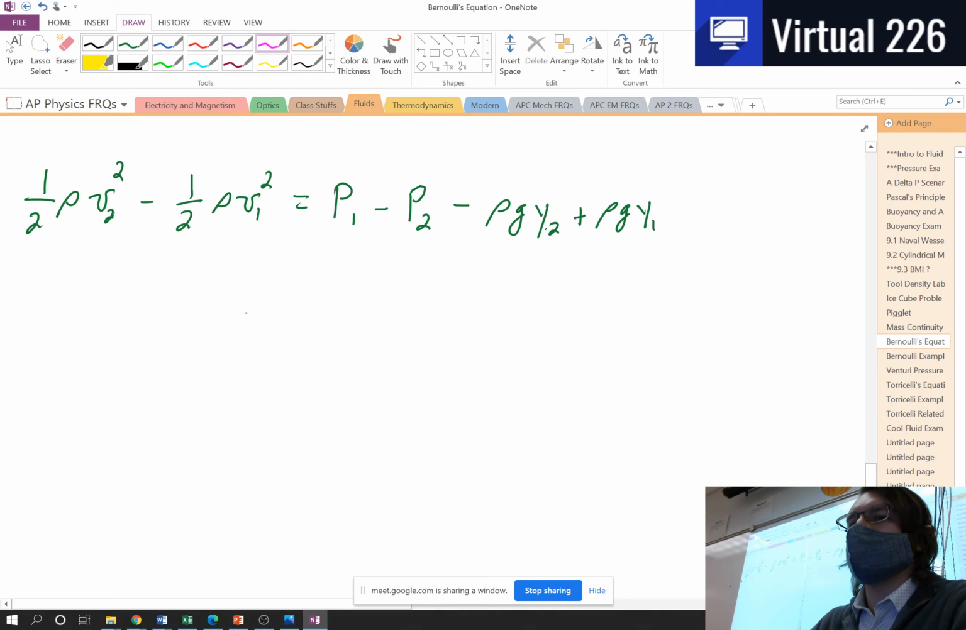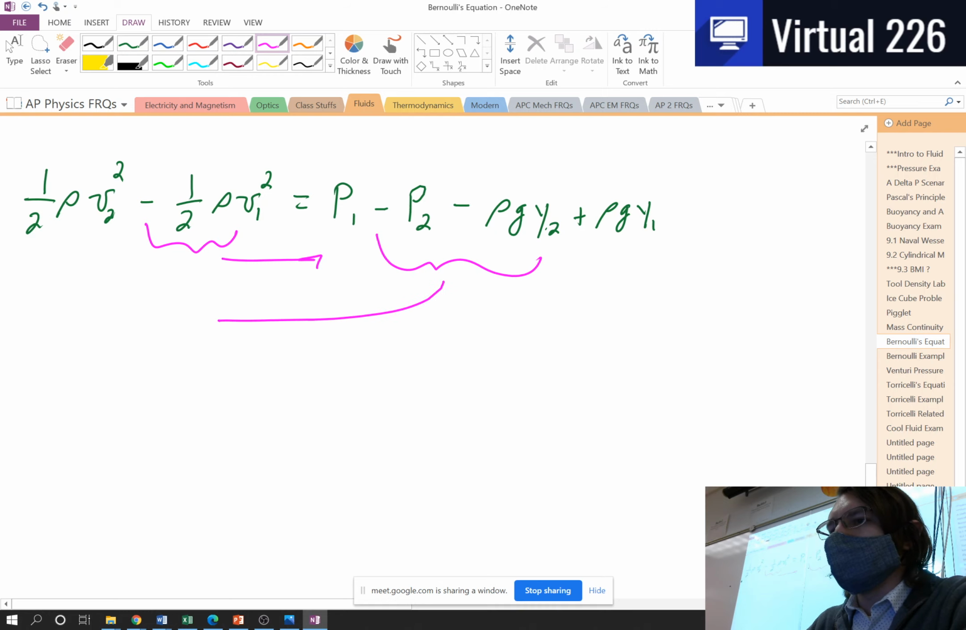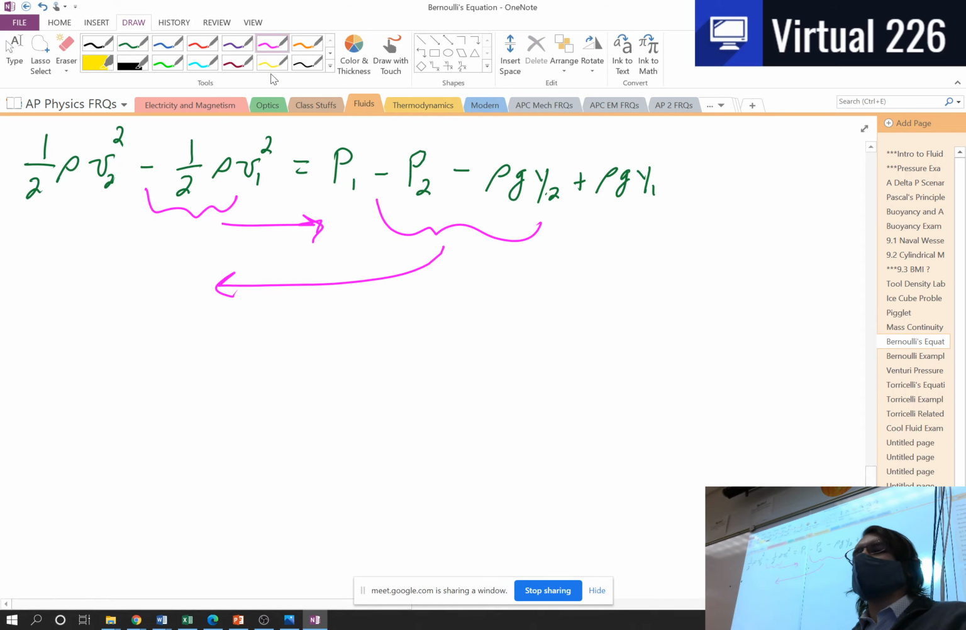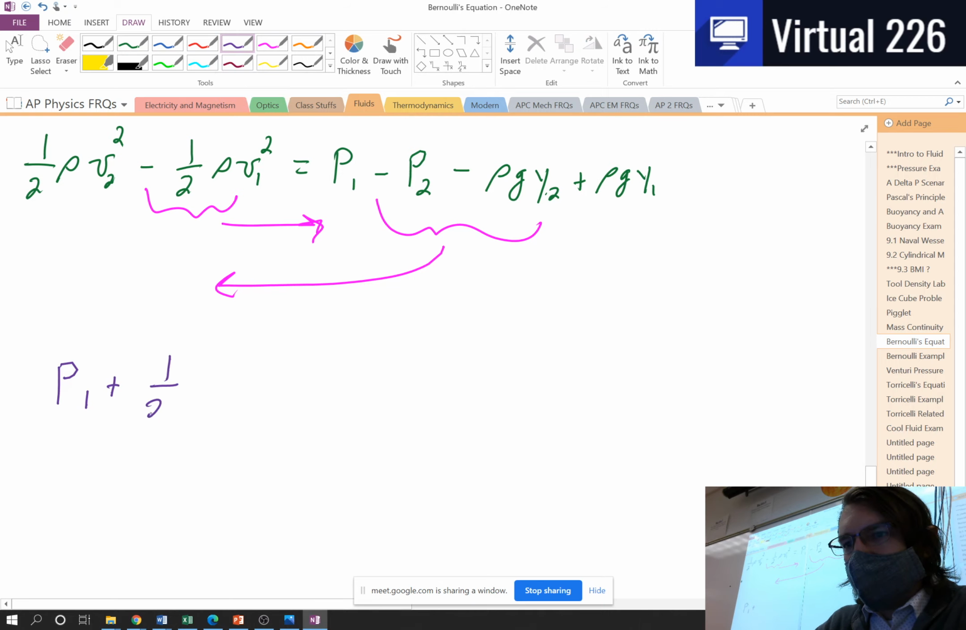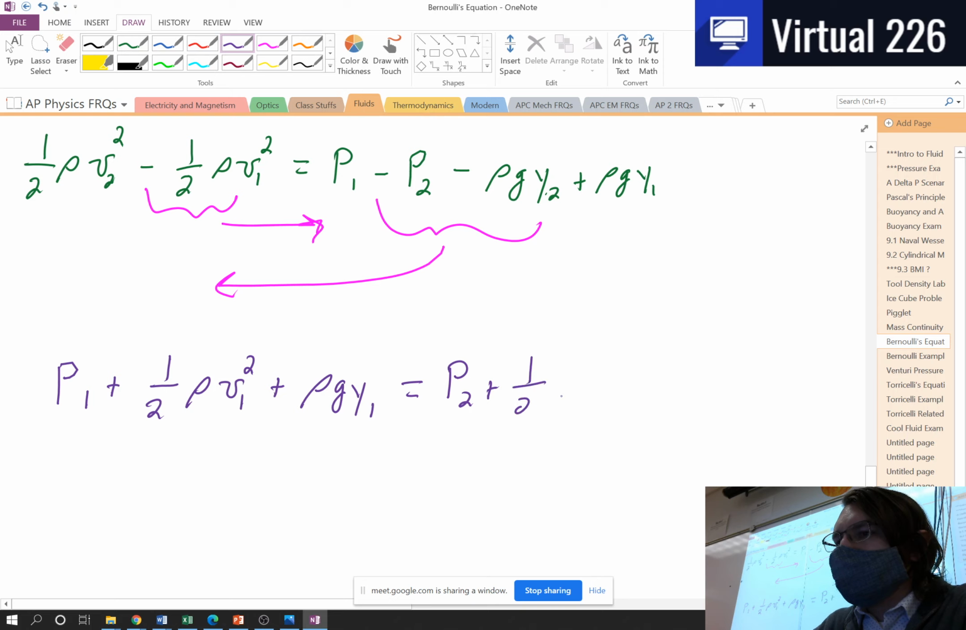So all I'm going to do here is I'm going to bring this to the other side, and I'm going to bring the P2 and rho g y2 over as well. So when I do this, I finally get the following. All of the values will be positive with all the 1 values and 2 values being on their own side. And I can write this. P1 plus 1/2 rho V1 squared plus rho g y1 equals P2 plus 1/2 rho V2 squared plus rho g y2.